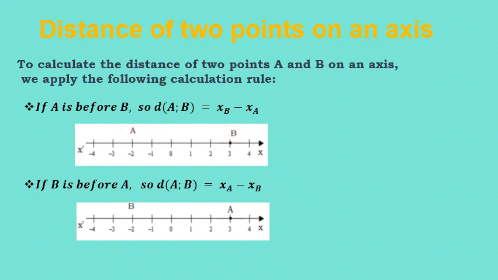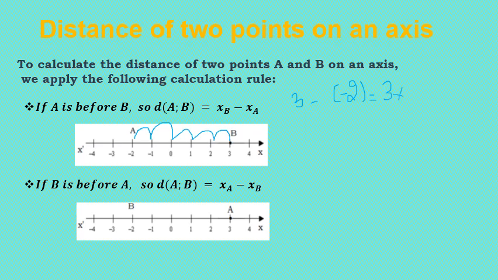Let's check whether it's correct or not. The distance from A to B: how many steps should I pass? 1, 2, 3, 4, 5. So the distance is 5, and by calculation I can say it's 3 minus minus 2. The minus minus is replaced by a plus, so I can write 3 plus 2, which is 5.